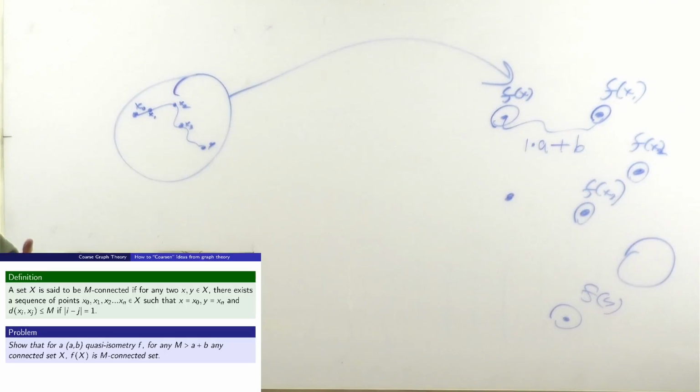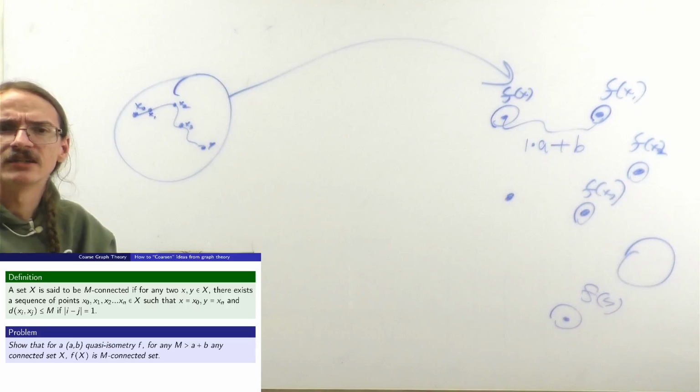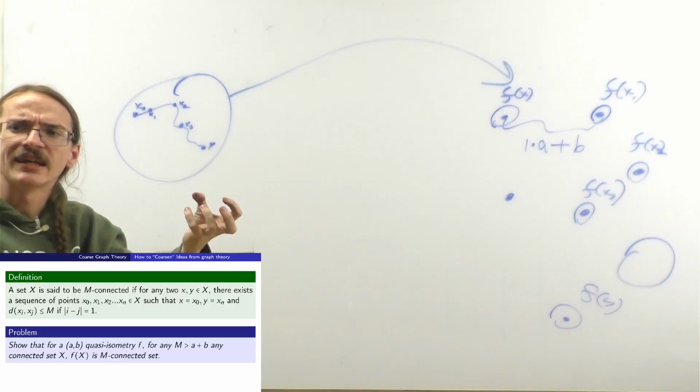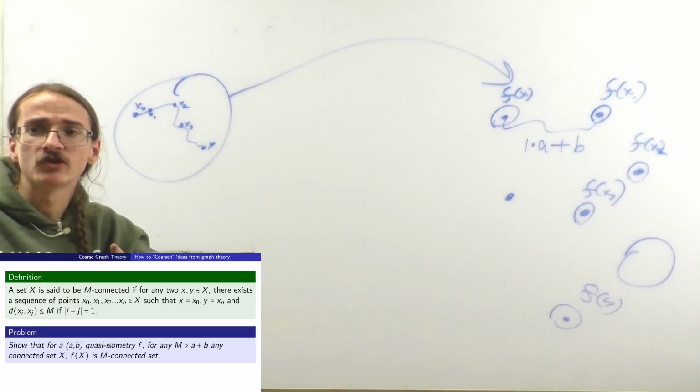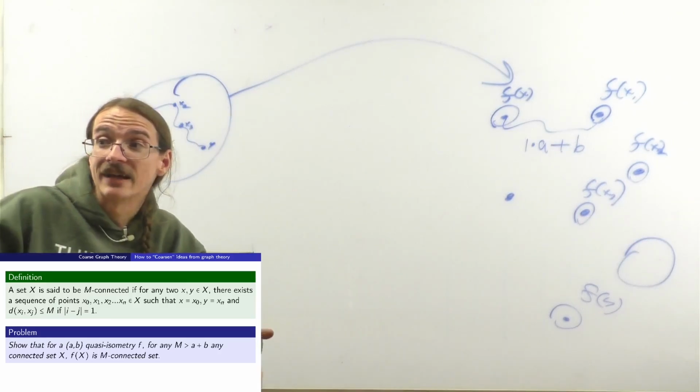Okay, great. M-connected is meaningful in a certain way because we can take a connected set, and as long as we put bounds on the constants of our isometry, we're going to get an m-connected set.